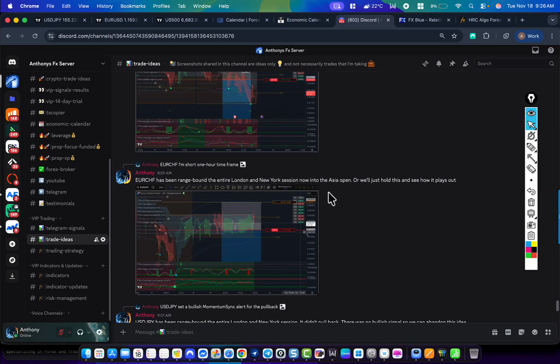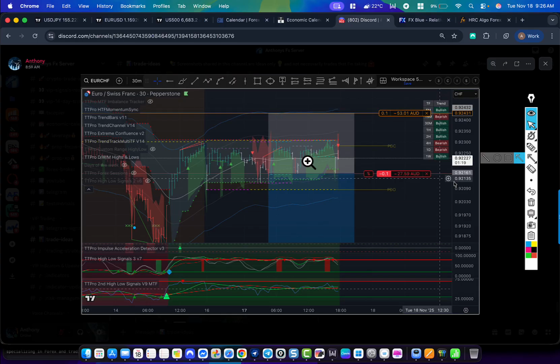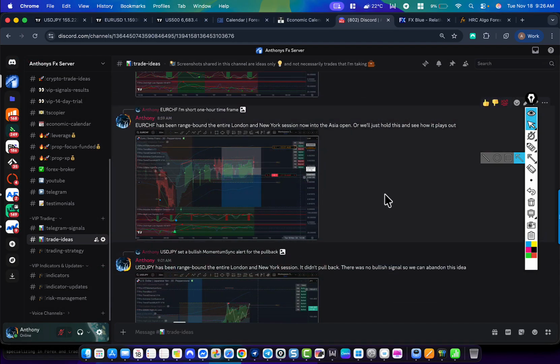Next one was the Euro Swissy. That's been range bound. Okay, I'm short on a 1 hour time frame. It's just still range bound, guys. It hasn't gone anywhere. We're getting a little bit of a red signal here, so let's just see how we go with that. So I'm still in that trade.